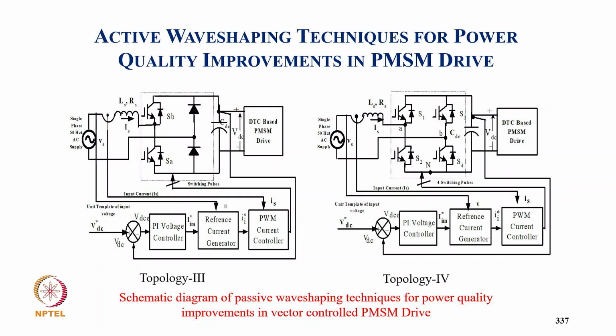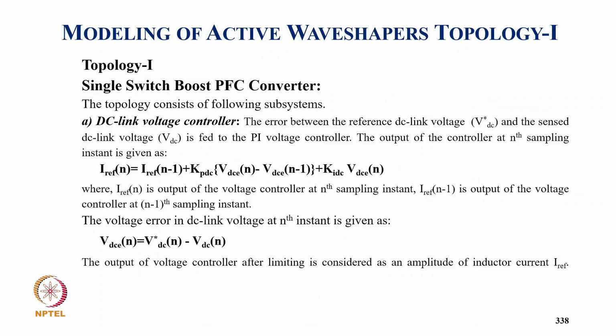And these are used when we have asymmetrical lag, and then we have a voltage source converter for improving the power quality. So now coming to topology 1, single switch boost converter. The following topology consists of a DC link voltage controller.